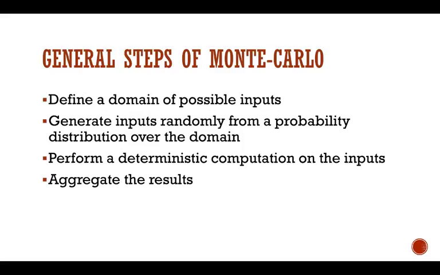Monte Carlo methods vary, but tend to follow a particular pattern. There are usually 4 steps of Monte Carlo. The first one, define a domain of possible inputs. The second one, generate inputs randomly from a probability distribution over the domain. The third one, perform a deterministic computation on the inputs. And finally, aggregate the results.